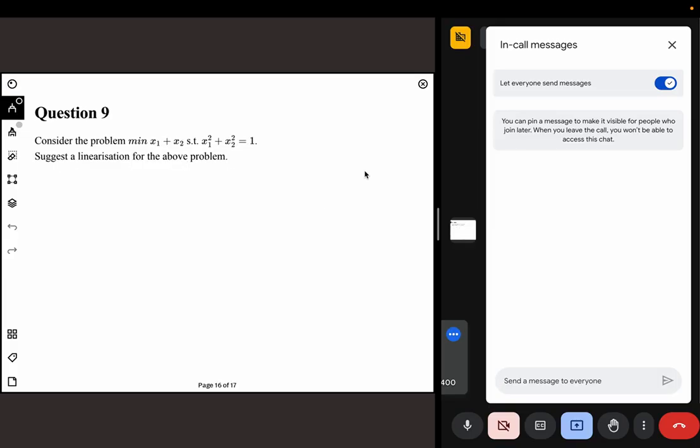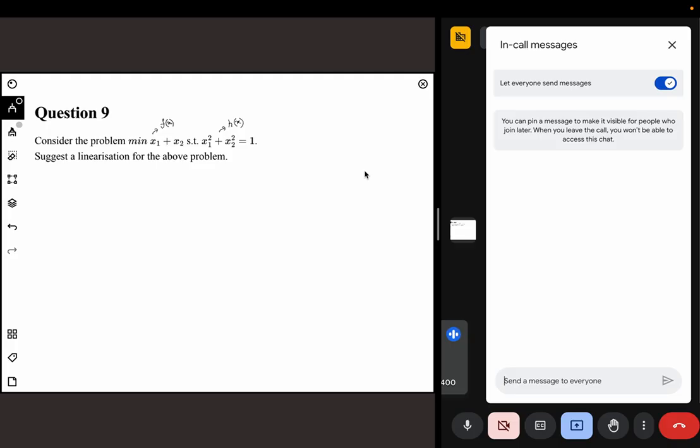Now we'll solve some problems on, say, the cutting plane method. I want to minimize this function x1 plus x2. This is my objective function f of x, subject to this particular constraint h of x. And I want to linearize this problem. Suggest any linearization that you can do for this.